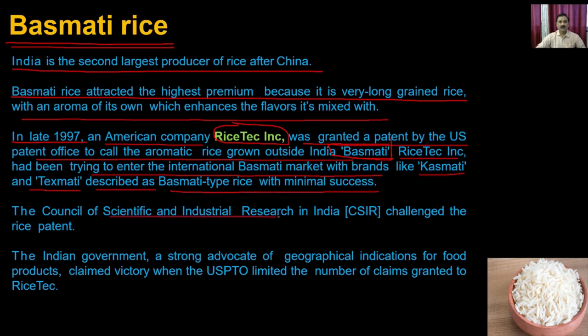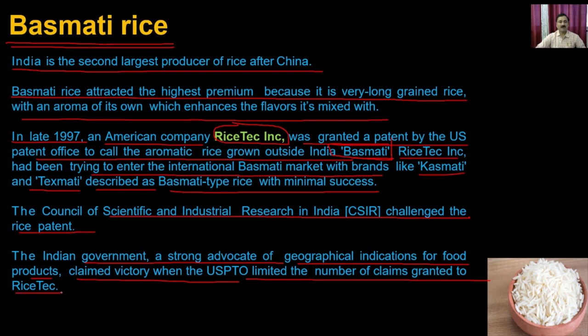The Council of Scientific and Industrial Research again challenged the rice patent, and the Indian government, a strong advocate of geographical indications for food products, claimed victory when the USPTO limited the number of claims granted to RiceTec, which means they did not allow RiceTec to use the term basmati for these varieties, and that's how the patents were upheld.